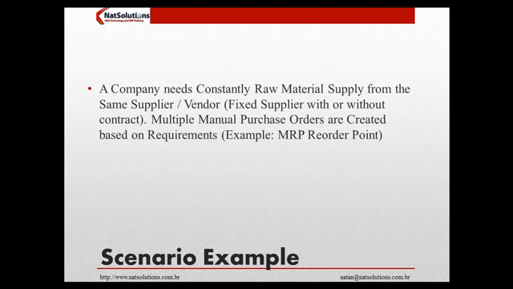This is a classical example. You have a company that needs raw material from a supplier. Let's just say it is a fixed supplier. You purchase from the supplier every day, every week, or every month, depending on the company. And there is a huge workload for the purchasing department, which is just creating purchase orders. For raw materials, that means a lot of work.